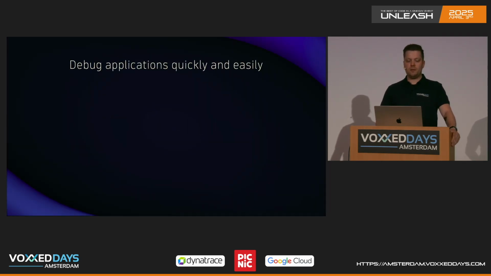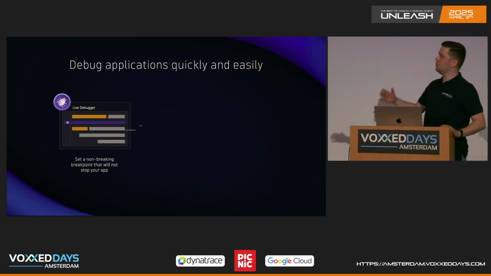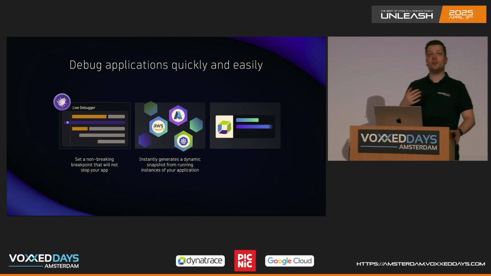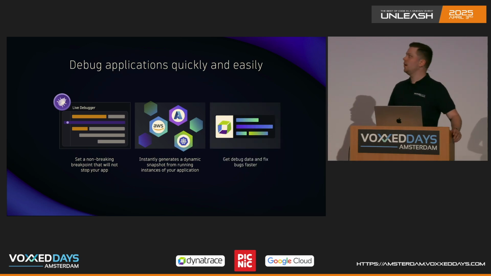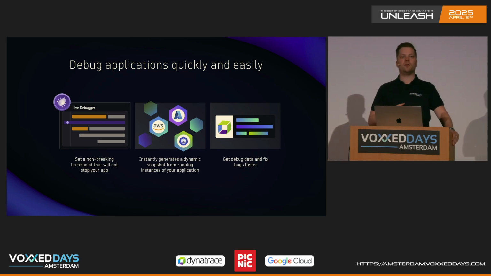This means that we can debug applications quickly and easily because we set a non-breaking breakpoint. We can do that either from the web UI or you can do it directly from your IDE. And then it instantly generates a dynamic snapshot, ensuring that you can get your debug data quicker and right from the get-go, which means you don't have to reproduce the specific issue, trigger it, and then after it's triggered, resolve it, because you get the full context.